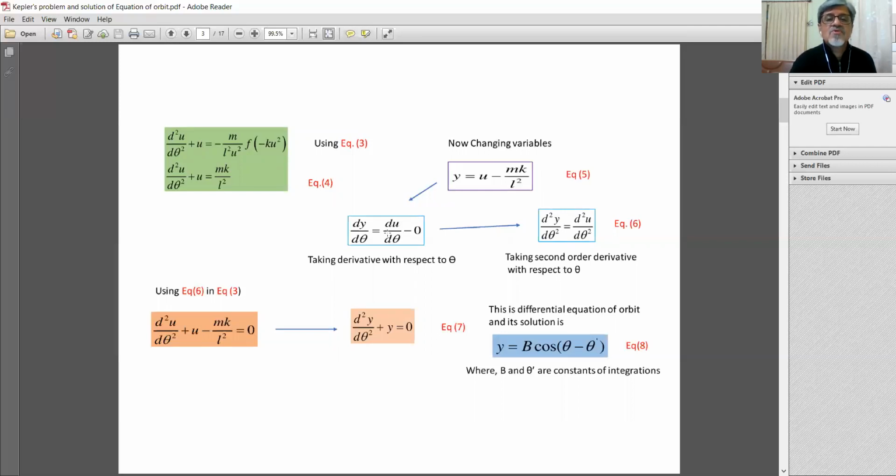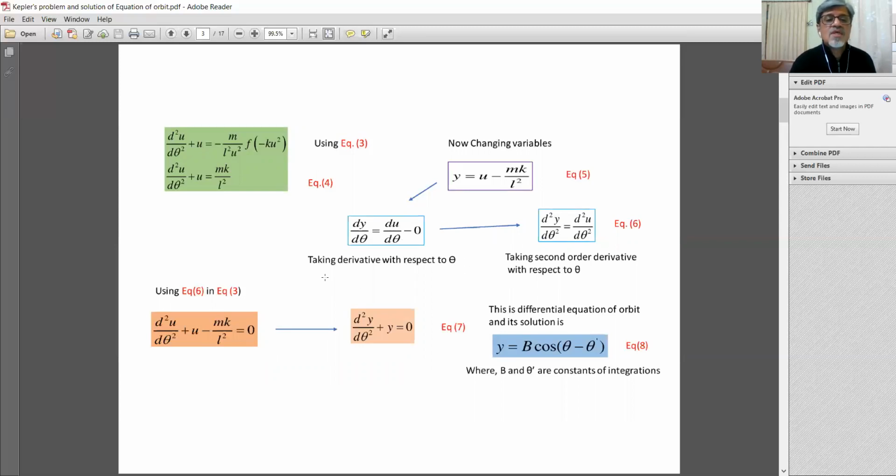Now we take a first order differentiation. So it is dy by d theta equal to du by d theta, and there is no variable of theta in the second term, so it becomes 0. So we are taking the derivative with respect to theta. Now we take the second order derivative. It is very simple: d2y by d theta square is equal to d2u by d theta square. We name it as equation number 6.